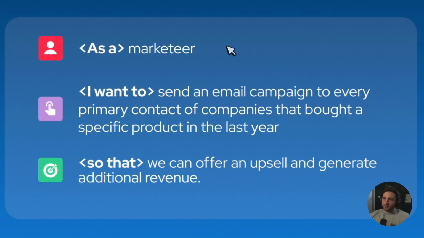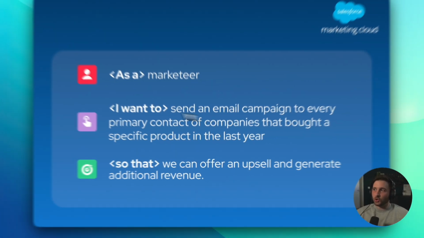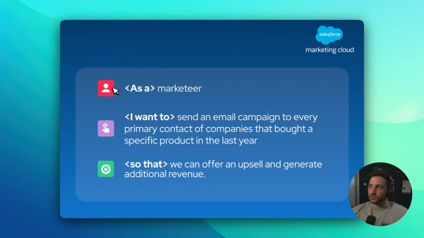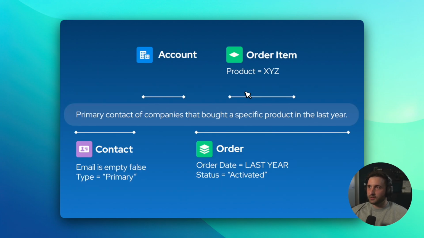As a marketeer, I want to send an email campaign to every primary contact of companies that bought a specific product in the last year, so that we can offer an upsell and generate additional revenue. So we have our user here, so the persona, we see the action that we want to take, and we see the results that we want to achieve. And how do we do that?